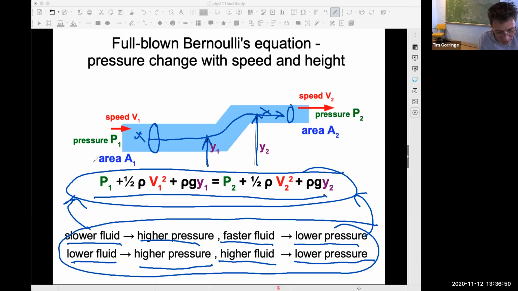You see the pressure on the left and right, P1 and P2. You see the speed of the fluid on the left and right, V1, V2. And you see the height of the pipe or the fluid on the left and right, Y1, Y2. And this equation encodes, embodies that relationship between those three things: pressure, speed, height.